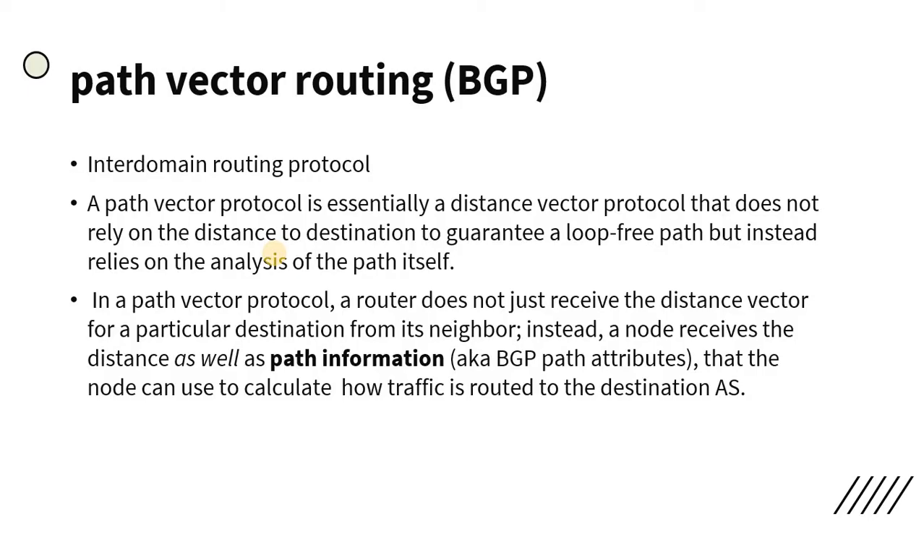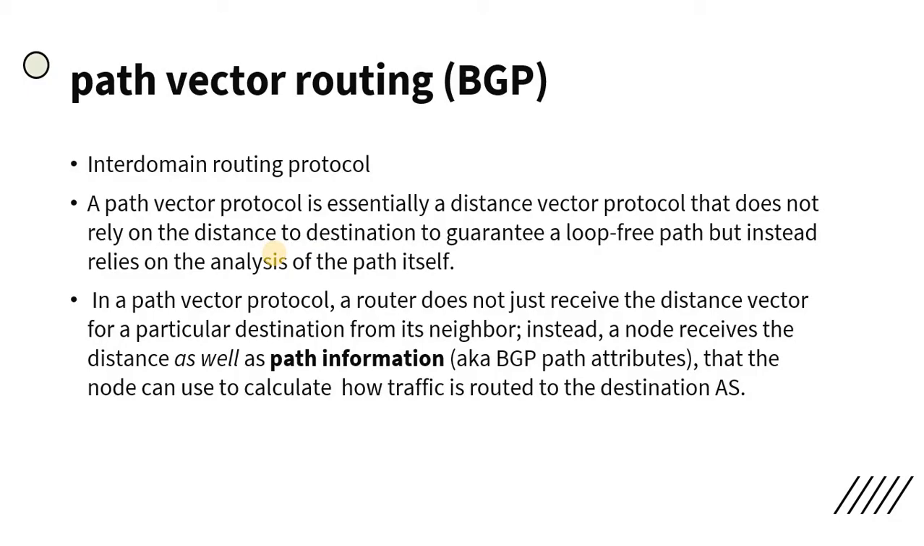A path vector protocol is essentially a distance vector protocol that does not rely on the distance to the destination to guarantee a loop-free path, but instead relies on the analysis of the path itself. So we can say that the path vector routing algorithm is an extension of the distance vector routing algorithm. In distance vector routing, we just deal with the distance between multiple nodes, while in path vector routing, it analyzes the path between multiple routers and the traffic, and based on that it selects the routes, and it also guarantees a loop-free path in routing.